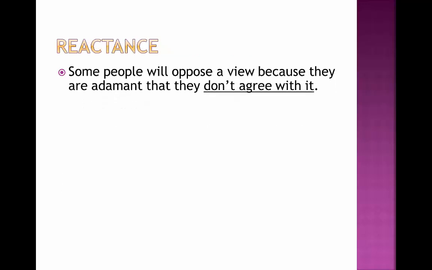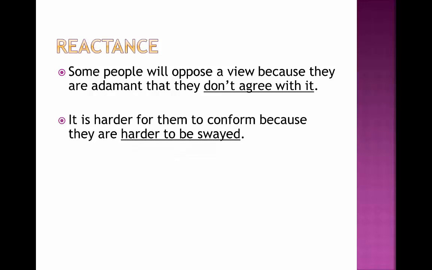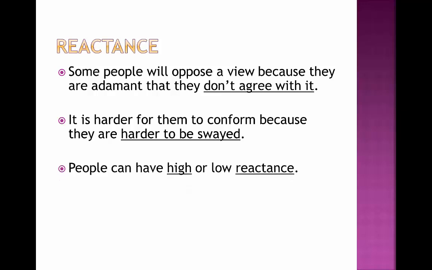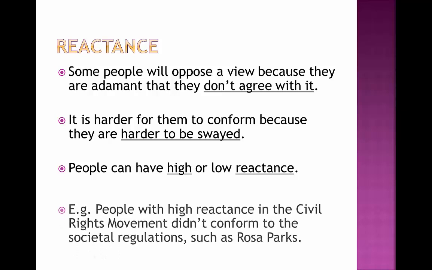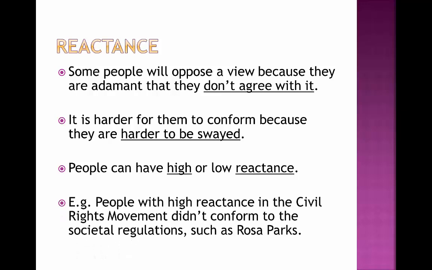Reactance. Some people will oppose a view just because they're adamant that they don't agree with it. It's harder for them to conform because they're harder to be swayed. People can have a high or a low reactance, and people with high reactance are more likely to resist conformity. For example, people with high reactance in the civil rights movement didn't conform to the societal regulations which were provided.